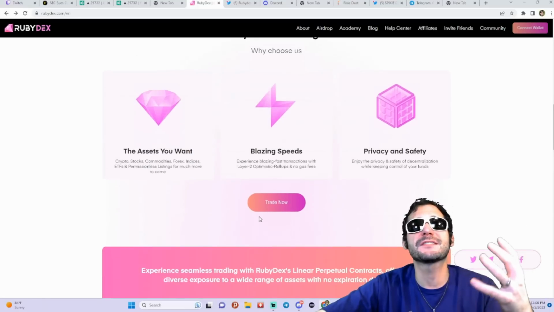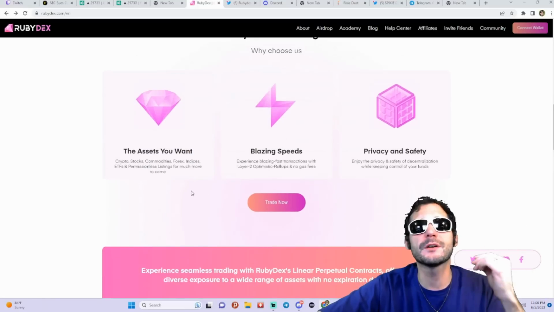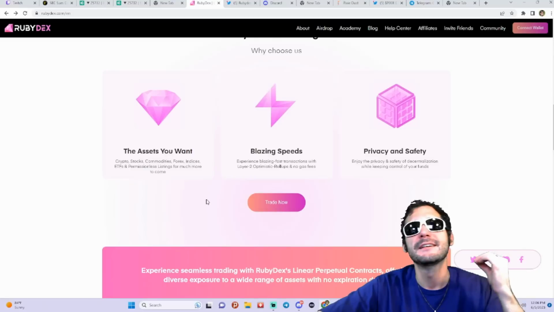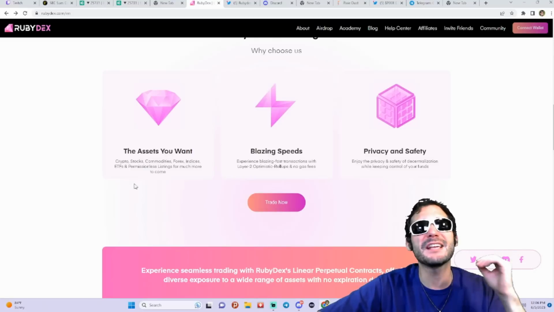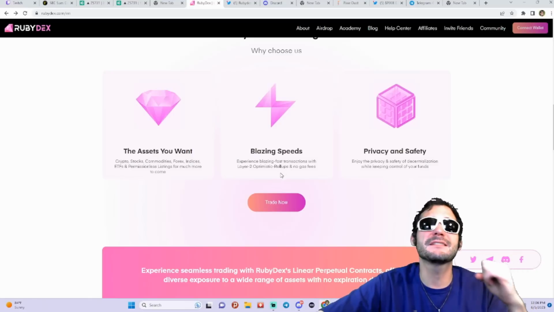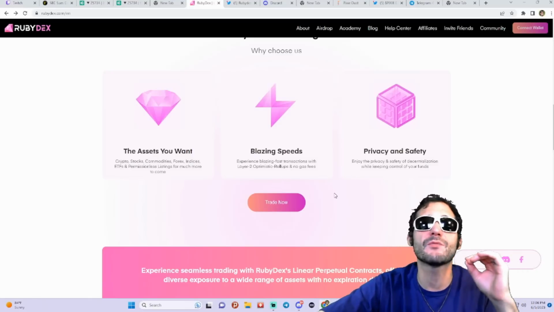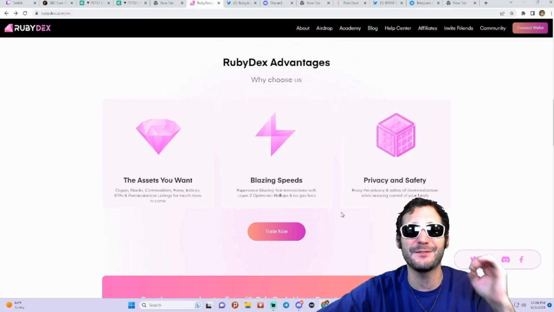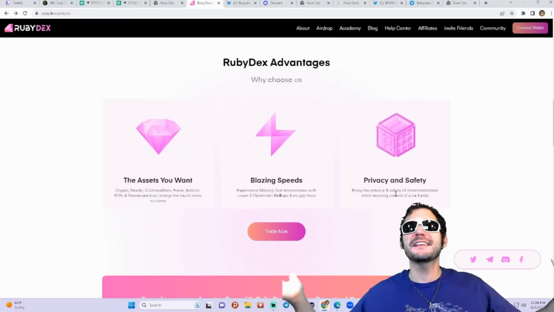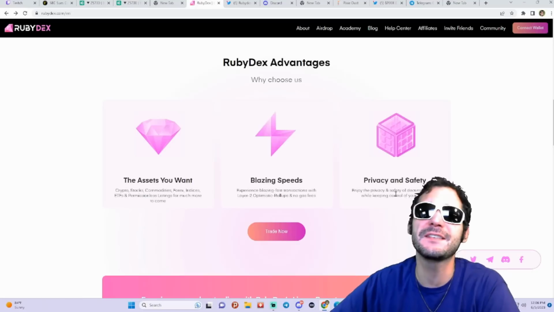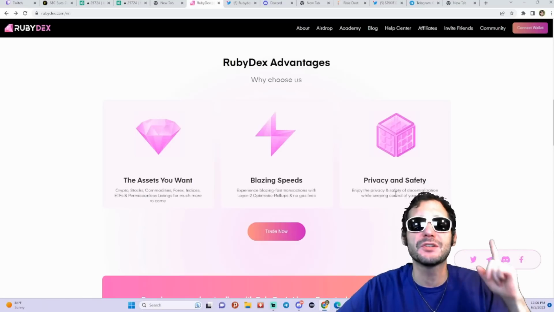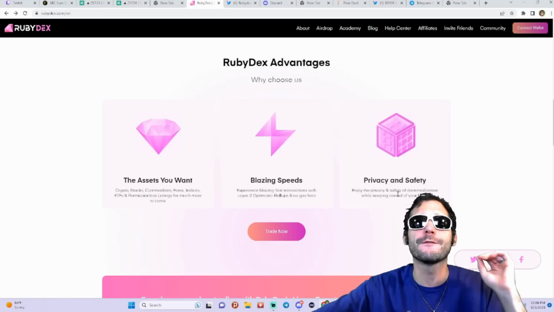Here are the advantages, guys. You get all the assets you want: crypto, stocks, commodities, Forex, indices, ETFs, and it's all permissionless listings. They've got blazing speeds, so experience blazing fast transactions with layer two optimistic rollups and no gas fees. And of course, privacy and safety. Enjoy the privacy and safety of decentralization while keeping control of all your funds.